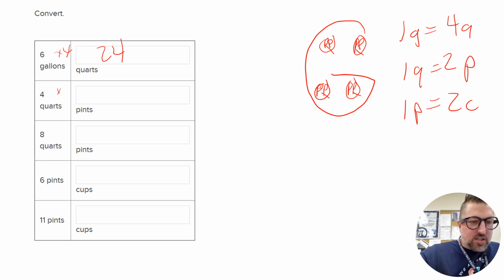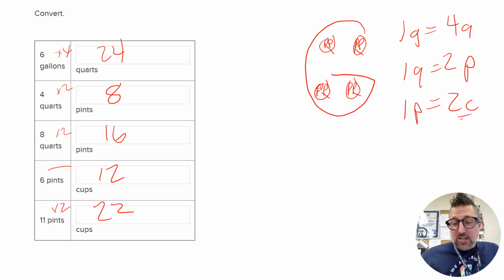If I'm going from quarts to pints, I have to do times 2. So here, 4 times 2 is 8 pints. Quarts to pints, again, times 2. 8 times 2 is 16. Pints to cups. I know 1 pint is 2 cups, so again, it's times 2. 6 times 2 is 12. Pints to cups, again, times 2. So 11 times 2 is 22 cups in 11 pints.